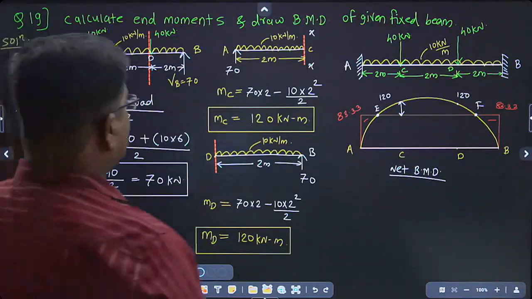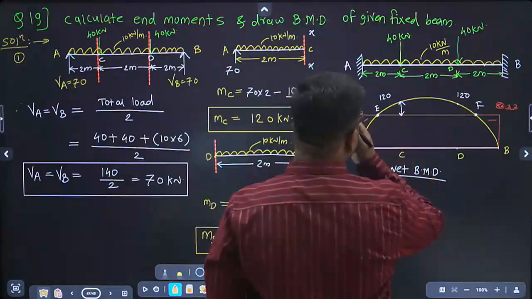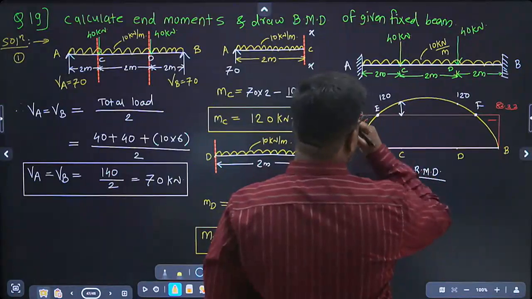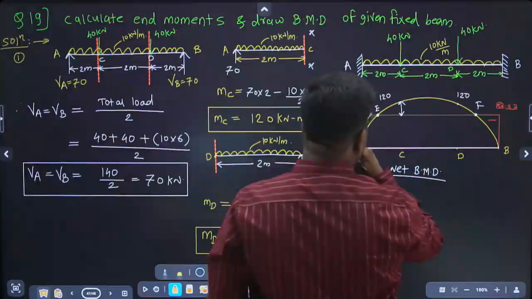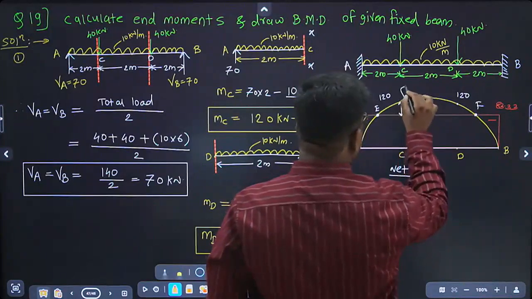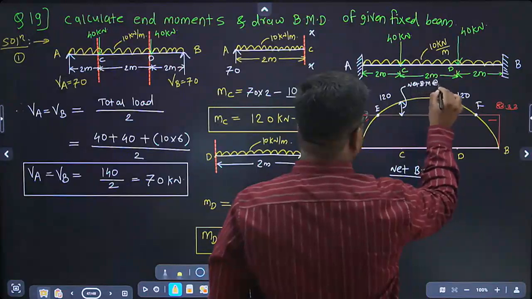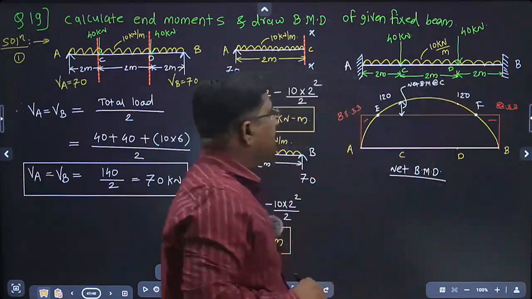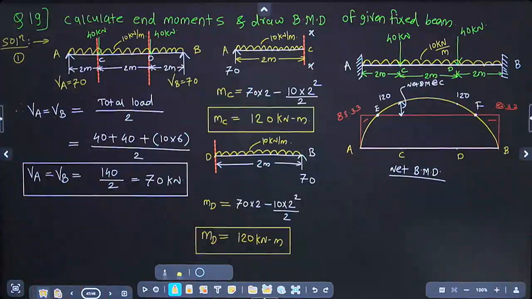So what is the value of this net bending moment at C? Net bending moment at C. What will be the value? सांगा बरं कसं काढणार? मायनस कसे येणार?